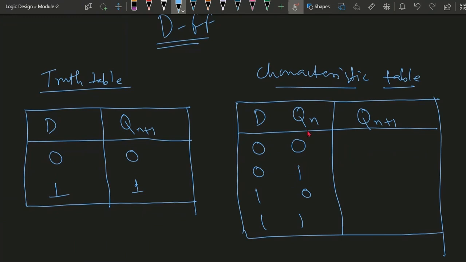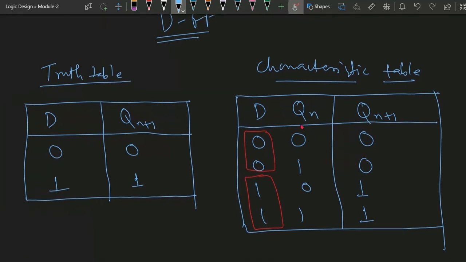Now with respect to these, we need to find out what the output will be. If D is equal to 0, the output will be 0. The next state Q will be 0 only, whether Q is 0 or 1. Output will be 0 with respect to D only. Whether the previous or current state Q is 0 or 1 has no effect. If D is 0, the next state will be 0. Next, if D is equal to 1, irrespective of the current state, the output will be 1 only. I hope you are getting the point here.